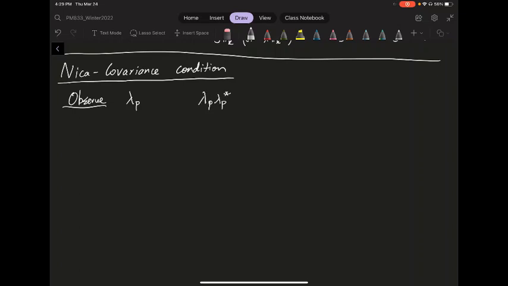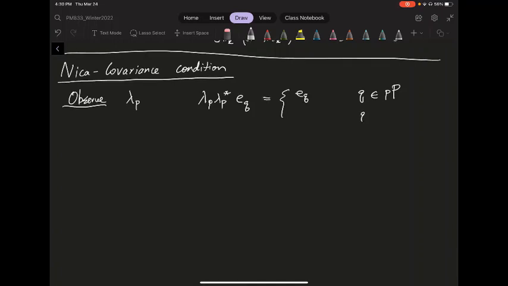So consider lambda p star on a basic vector, let's say e_q. If q is inside pP, in other words, if q can be written starting from p, then lambda p star will cancel out that p, and then lambda p puts the p back, so you get e_q as well. But if q is not inside pP, then clearly this e_q will be orthogonal to the whole range of lambda p, so it's not inside the range. This range projection will return a zero.